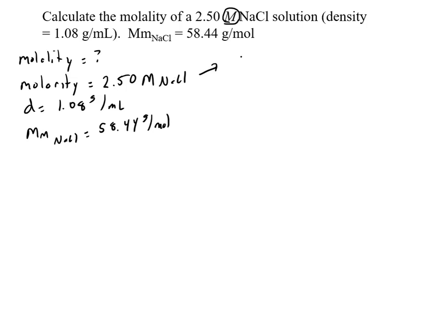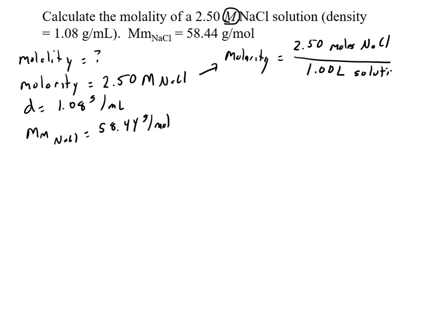Okay, so step one was to take the given amount and make it a fraction. So that means that my molarity is, I take whatever number's given and make that the numerator, 2.5. And remember, that's my moles of solute, so that's moles of NaCl. And molarity is over 1, so this is 1. The unit of molarity is liters, and this is liters of solution. So that was step 1.